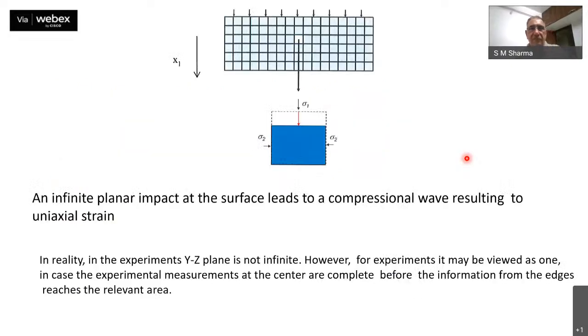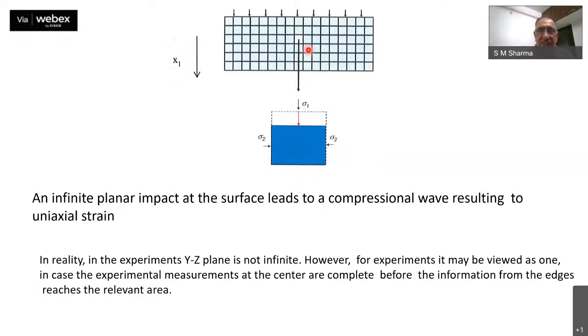Coming back to where we started from, that we have infinite y and z direction, we launch impact in the x direction, and as this propagates down, this particular thing gets compressed uniaxially in terms of strain, but in terms of the stresses, it has three stresses. So in infinite planar impact, the surface impact leads to a compression wave that compresses the material in this direction, resulting in a uniaxial strain.